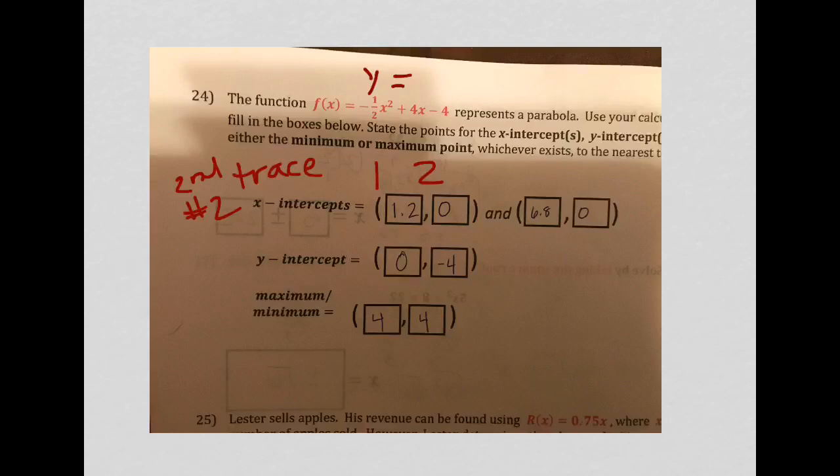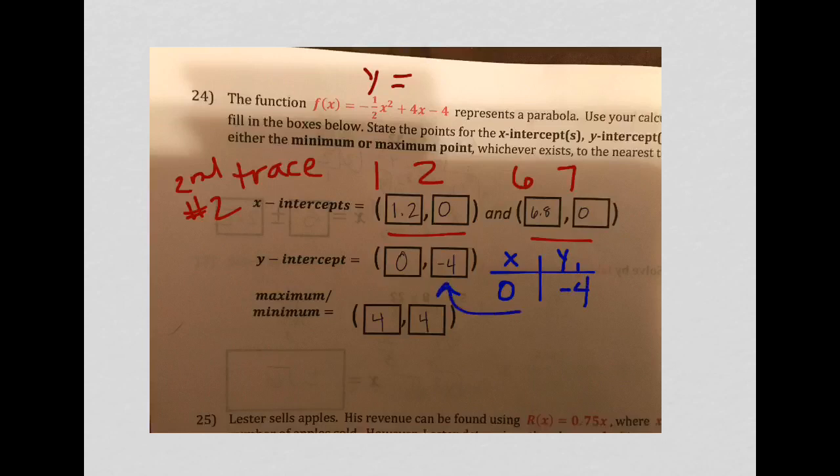And then on this one, second trace number 2, I would tell it to do between 6 and 7. Enter, and it'll spit out my answers. The y-intercept I get from the table. So if I go to my table, where x is 0, it'll say -4. That's how I get that answer.